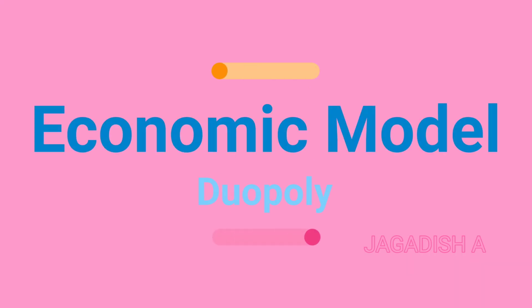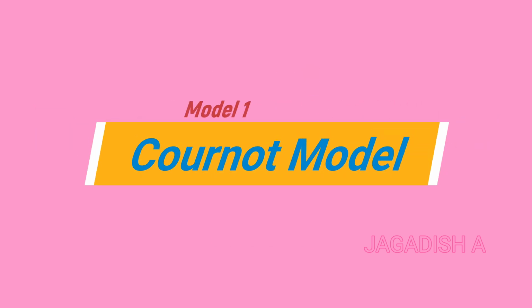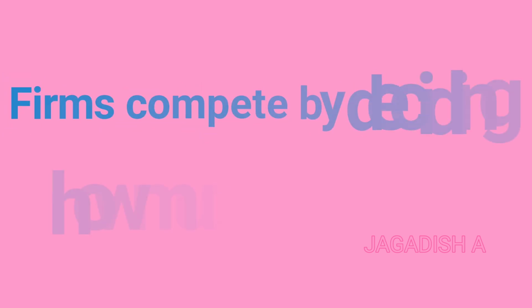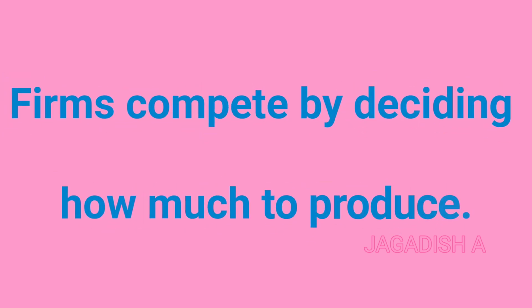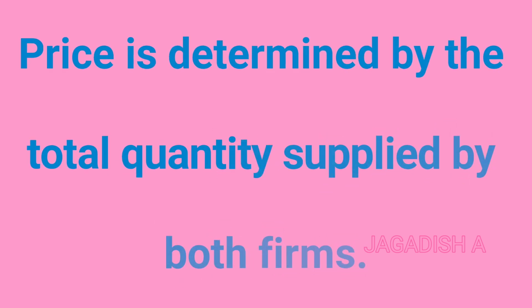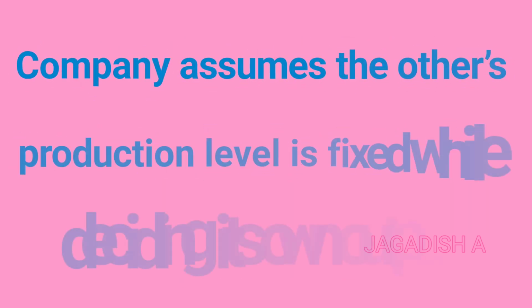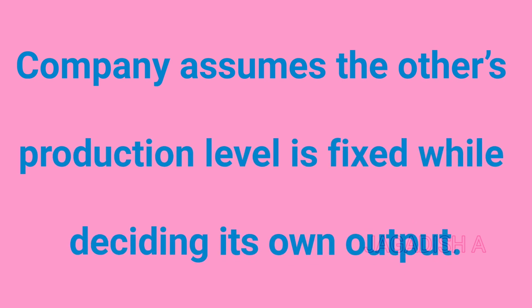Economic models of duopoly. There are two key economic models that explain how duopolies operate. 1. Cournot model. In the Cournot model, firms compete by deciding how much to produce. The market price is determined by the total quantity supplied by both firms. Each company assumes the other's production level is fixed while deciding its own output.